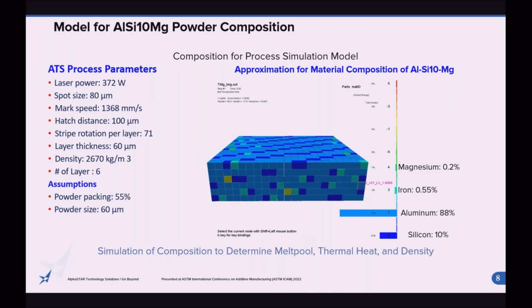Well, this was the input we used for our simulation model. Again, you can see considerations related to process parameters on the left, composition on the right, and in terms of more detailed understanding of the material, the powder packing, the size of the powder that was involved in the simulation itself. And so we take into consideration composition for the process model, and that's what we use to determine the melt pool, thermal conductivity, density, and other considerations.